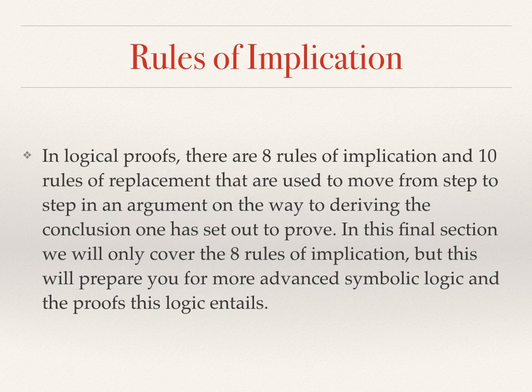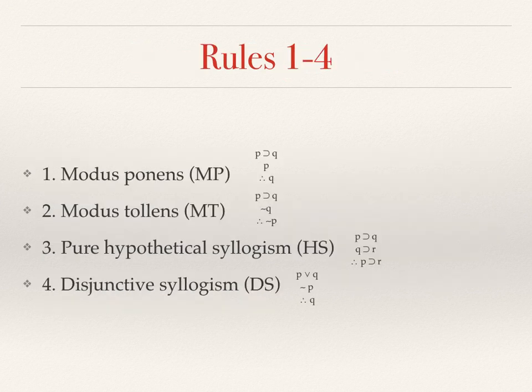Most of the proofs that you will be dealing with in this section are all of the simple variety, and you won't need any long multi-step digressions in order to get one premise that you need in order to go on and get the conclusion proven. But you will get some of the basic ideas of how you go about doing a proof in this section. So in this final section, we will only cover the 8 rules of implication. But this will prepare you for more advanced symbolic logic and the proofs this logic entails. So let's go on and discuss the rules.